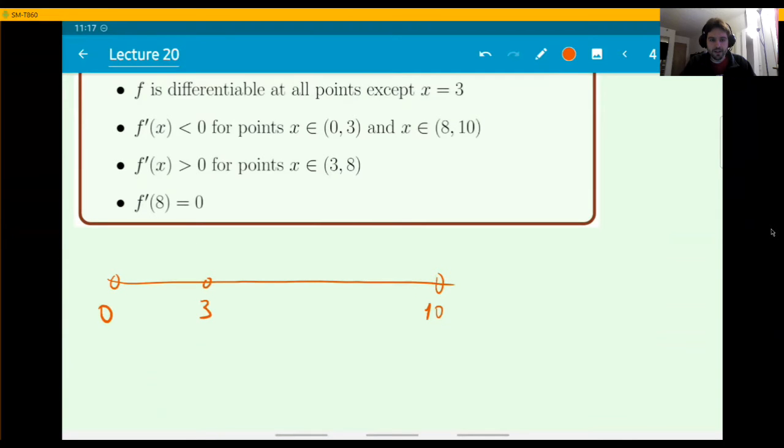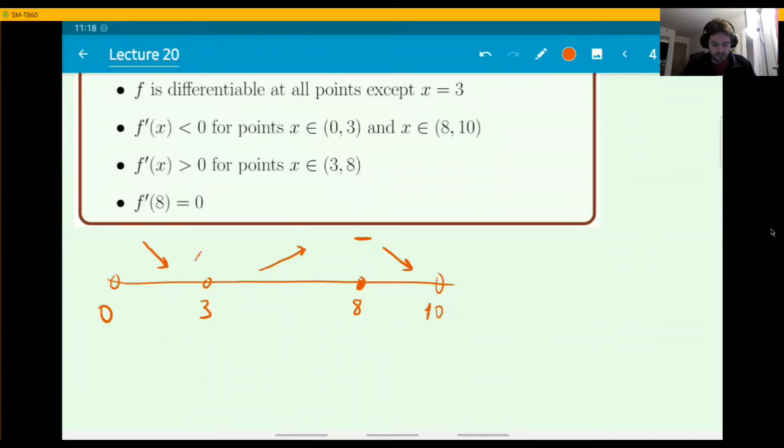The derivative is negative between 0 and 3. So the function goes down, decreasing. And also between 8 and 10. So like this, decreasing. Now the derivative is positive between 3 and 8. So it is increasing here. And then f prime of 8 exists and it's 0. So the function has a horizontal tangent line there. But the derivative at 3 does not exist.